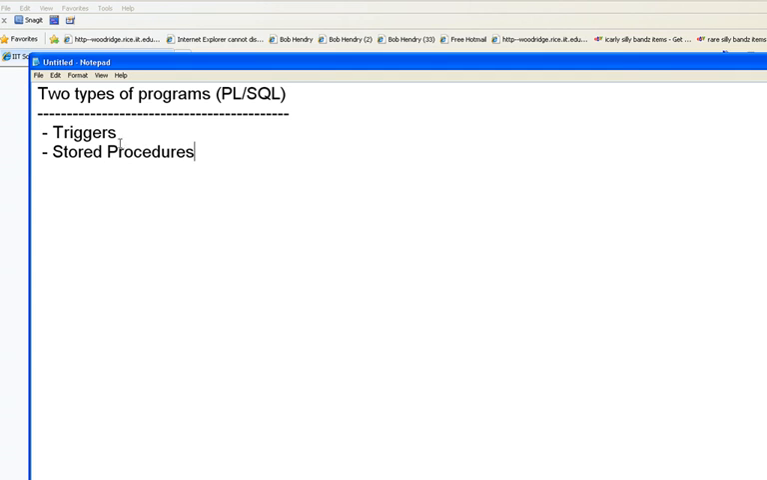So I'm going to go over the differences between these two. Here we have a trigger. A trigger is a piece of code that's executed upon data events, such as updates, inserts, or deletes.